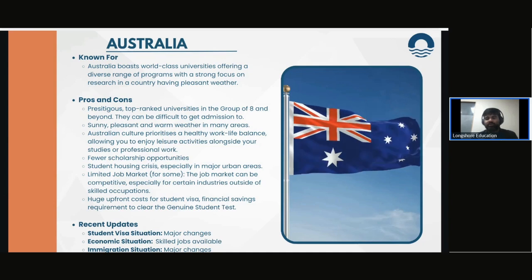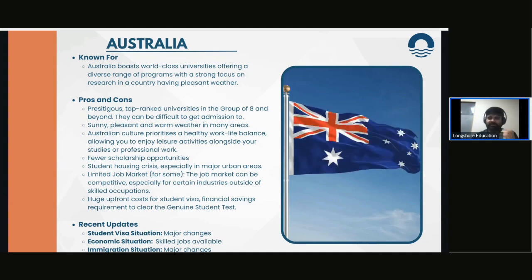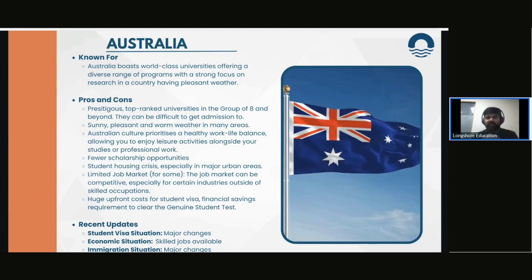So at one point of time, students were going to Australia with a visa for one particular university and then hopping on to a different university. This is not something that they are going to tolerate in the future. This is a loophole that they have closed.